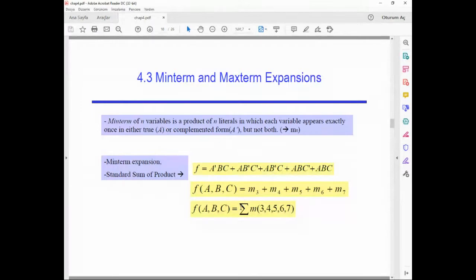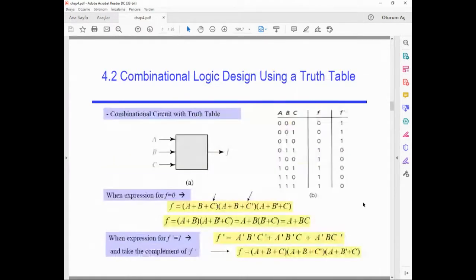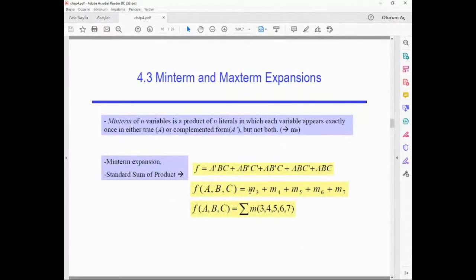So we use the sigma for the min term expression. These expressions are the same. F(A, B, C) equals sigma m3, m4, m5, m6, m7. All of them are 1, right? Let's see that from the truth table. 0, 1, 2, 3 is 1, 4, 5, 6, and 7. All of them are 1, and we say that it is a min term expansion.